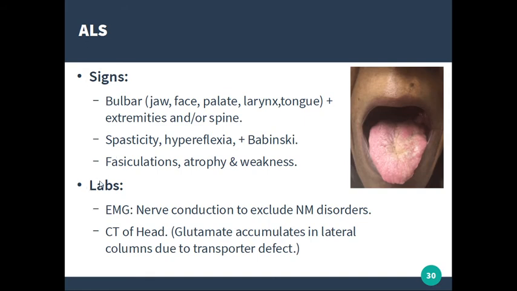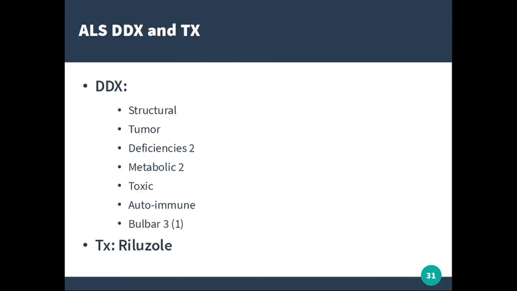Labs for ALS and investigations usually include conducting EMGs, which is electromyography, and nerve conduction studies to exclude a possible differential like neuromuscular disorder. We can take a CT of the head, of course, to exclude other neurological causes. So, what is the differential of ALS? It can come from a tumor, a structural cause, a deficiency, a metabolic cause, or a toxic or autoimmune cause. The treatment of ALS is usually riluzole, which tends to improve our outcomes slightly.